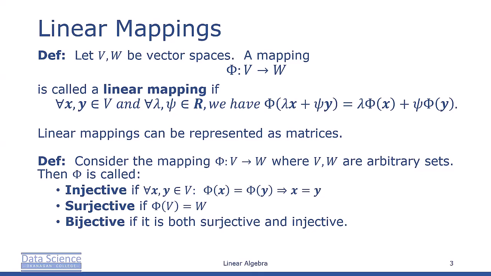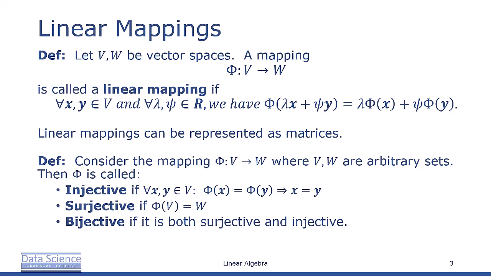Consider two real vector spaces V and W. A mapping phi from V to W preserves the structure of the vector space if phi of x plus y is equal to phi of x plus phi of y, and phi of lambda x is equal to lambda phi of x for all x and y in the vector space and lambda a real number.